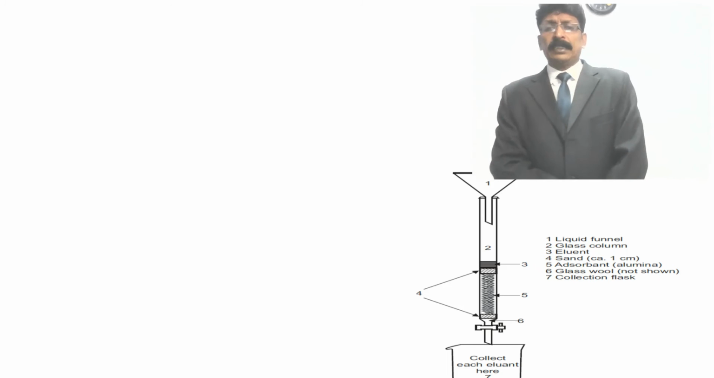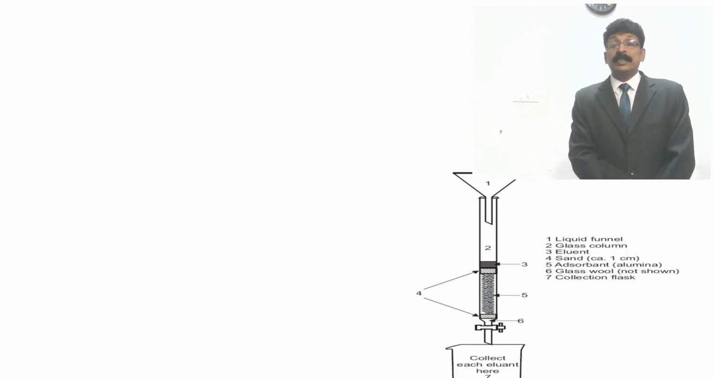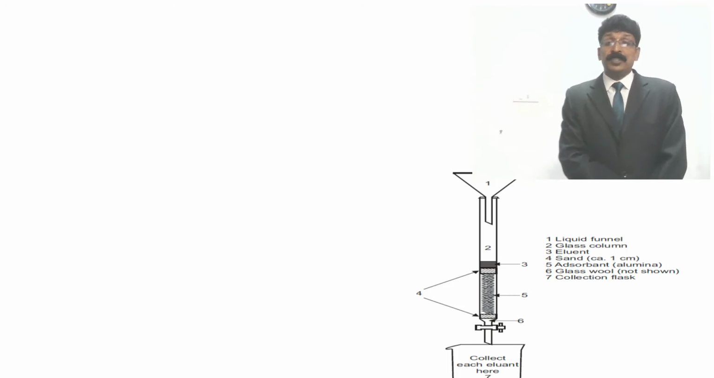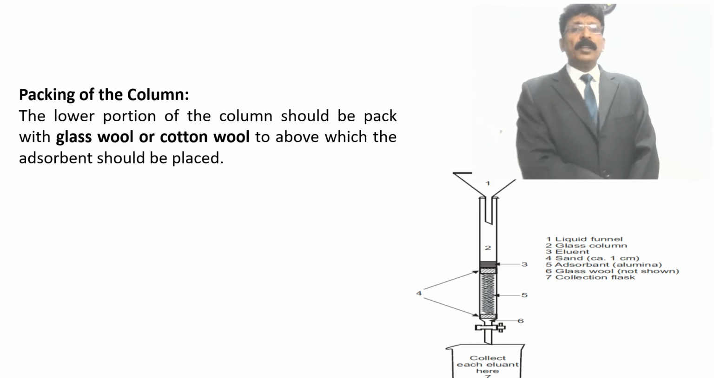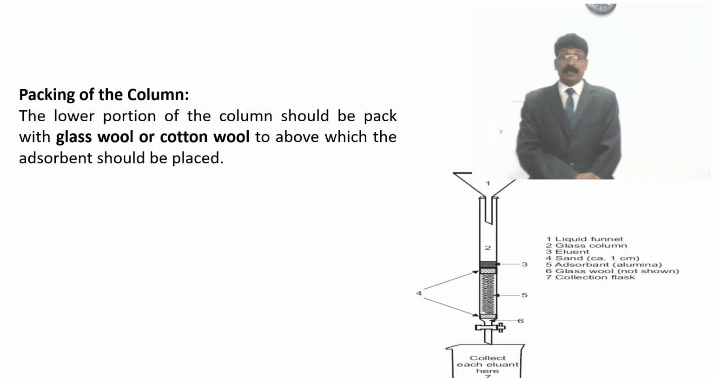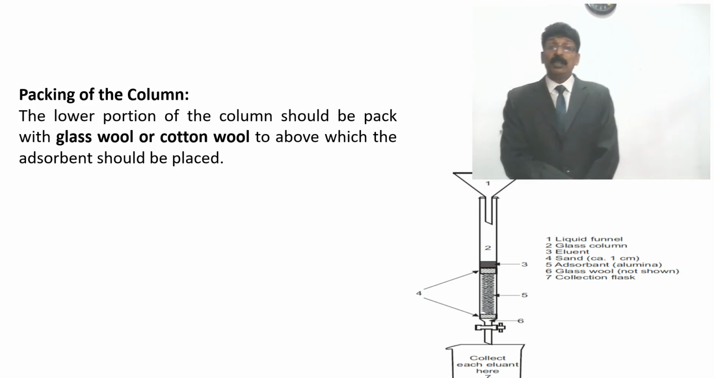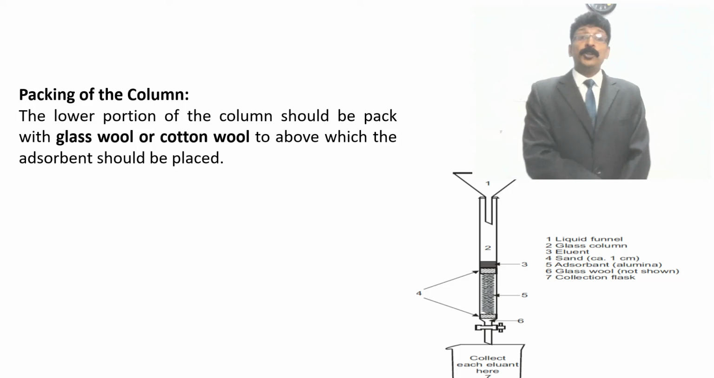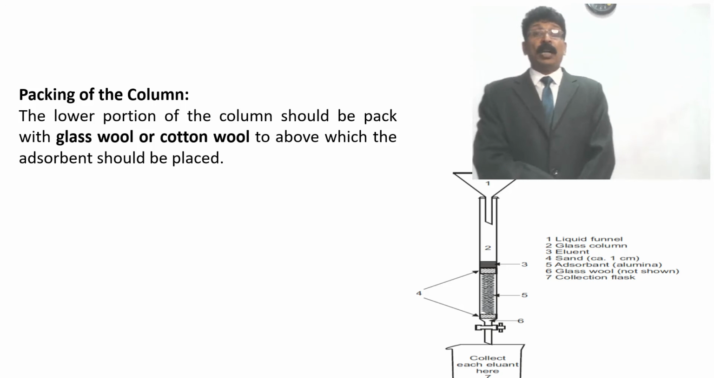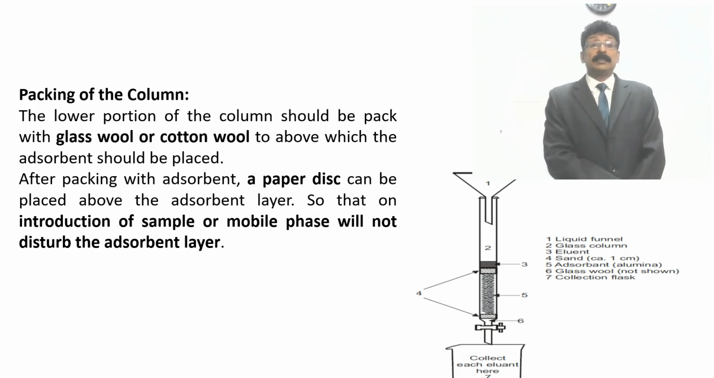The 7th one is the collecting flask. So you can see the 2 places where we keep sand and the filter paper, which is not shown. For packing of the column, the lower portion of the column should be packed with glass wool or cotton wool, above which the adsorbents can be packed as shown in the picture.